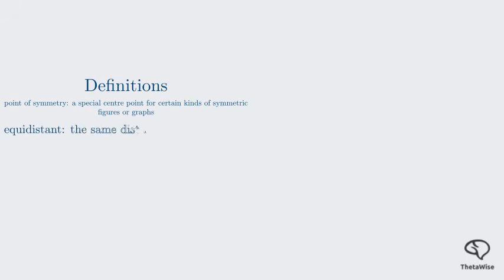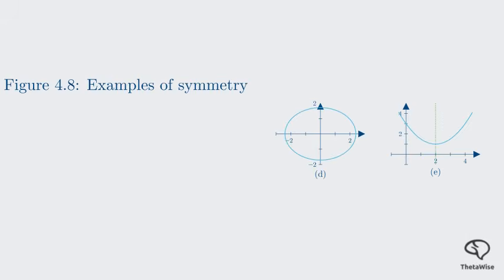Let's start with some definitions. A point of symmetry is a special center point for certain kinds of symmetric figures or graphs. Equidistant means the same distance from something. Figure 4.8 shows examples of symmetry. Graph D is an ellipse centered at the origin. Graph E is a parabola with a vertical axis of symmetry.